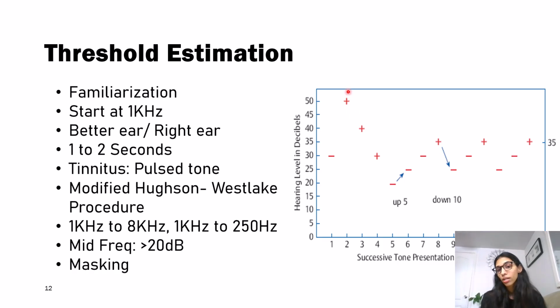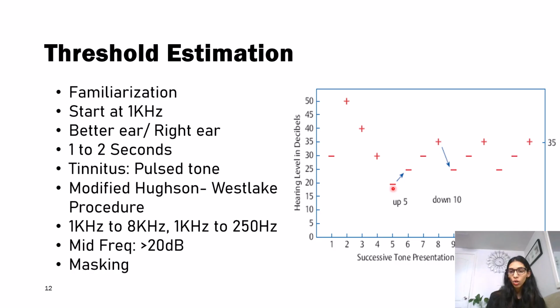In this case, the person heard the tone at 50 dB HL, so I'm going to reduce it by another 10 dB. At 40 dB HL, he heard the tone again. So I went down another 10 dB, that is 30 dB HL. He heard the tone again, so I'm going down another 10 dB. Here he did not hear the tone.